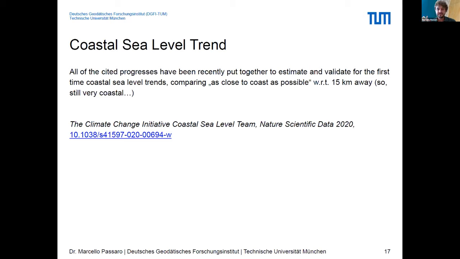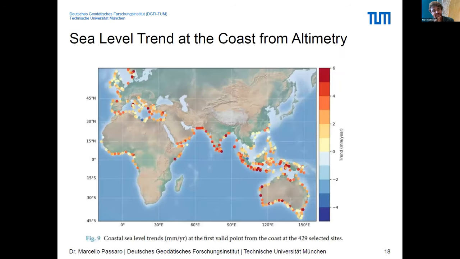So I'd like to cite the study that was done by a large group of scientists and was recently published in Nature Scientific Data, in which for the first time coastal sea level trends were estimated as close as possible to the coast using along-track coastal altimetry and compared to the same measurement taken 15 kilometers away. So actually still very coastal. And I've selected a couple of plots out of this study.